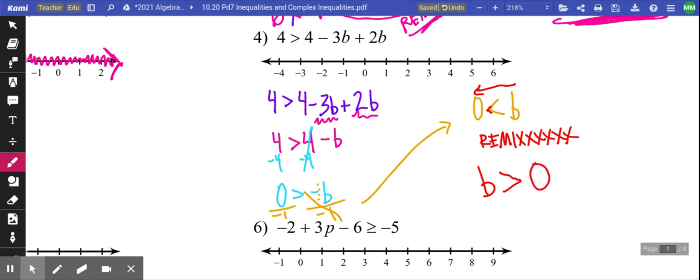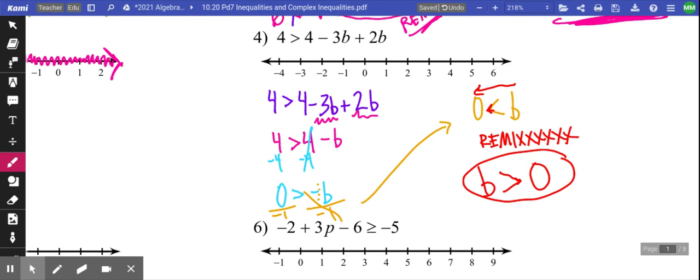Now, it looks like I flipped the sign, because in the top one it's pointing to the left, and here it's pointing to the right. However, I did not flip the sign. I kept the sign the same. I just flipped the entire problem over. So here's our final answer. b is greater than 0. That means b, which is some number, we don't know what this number is, is greater than 0.